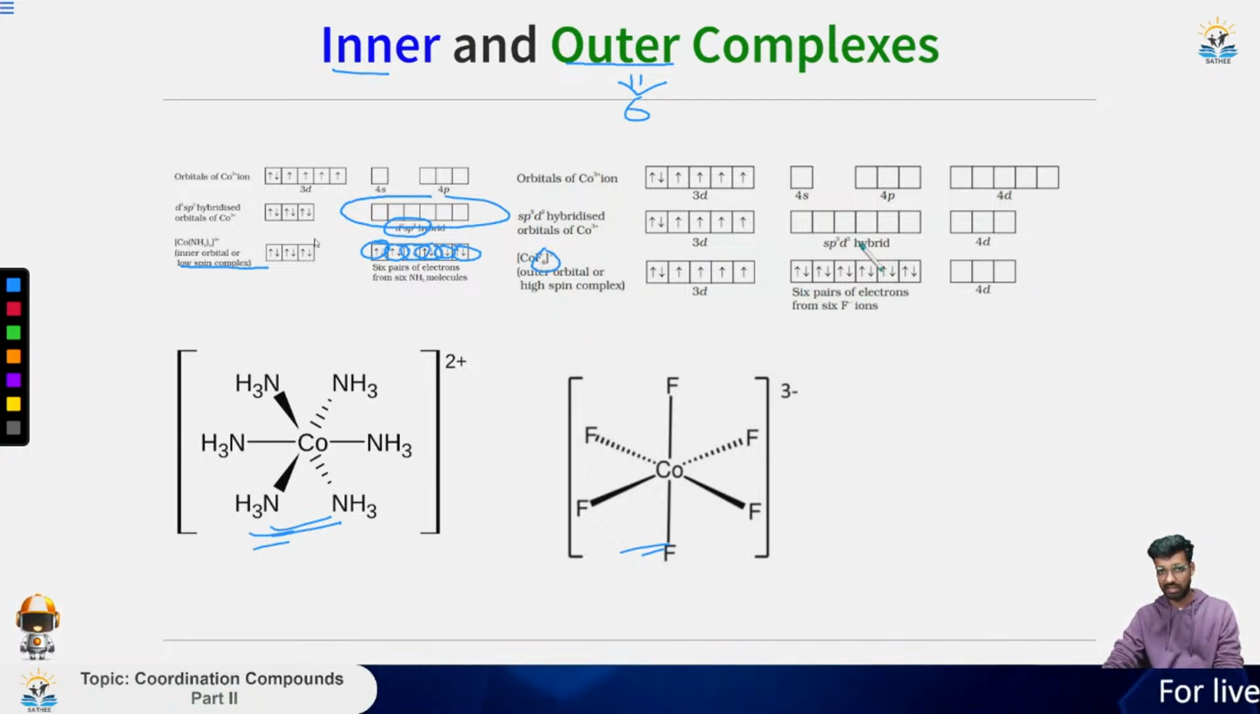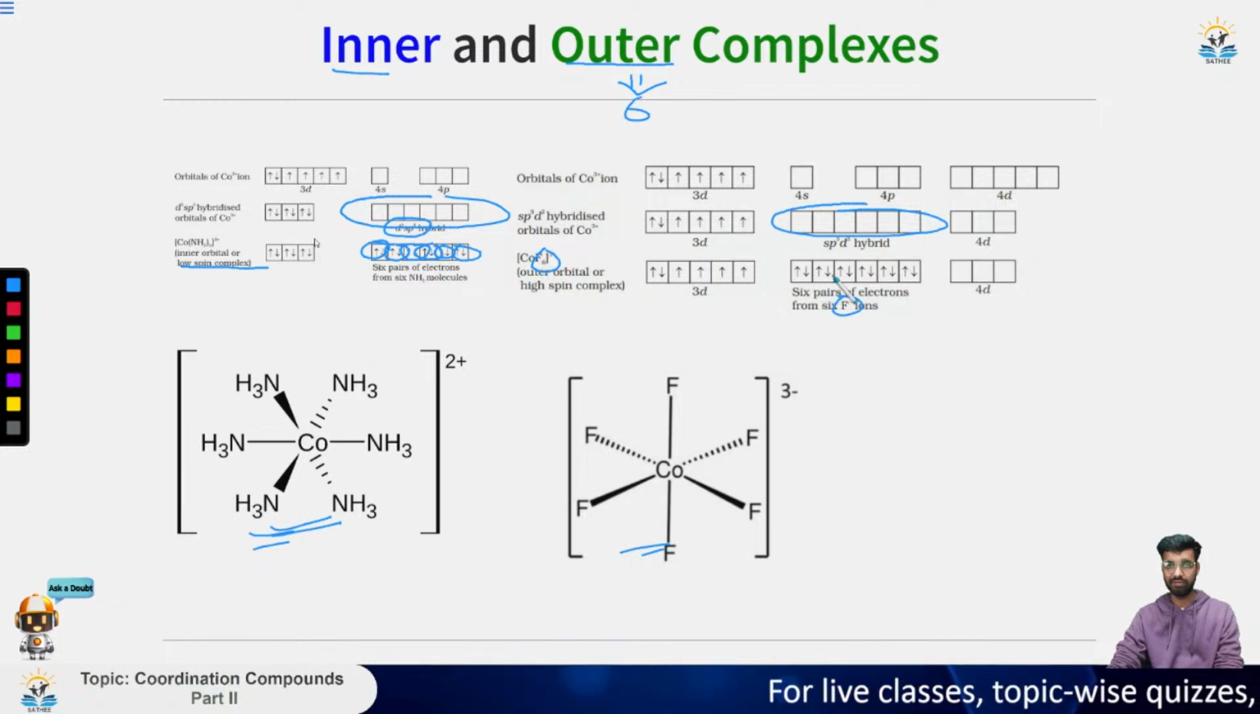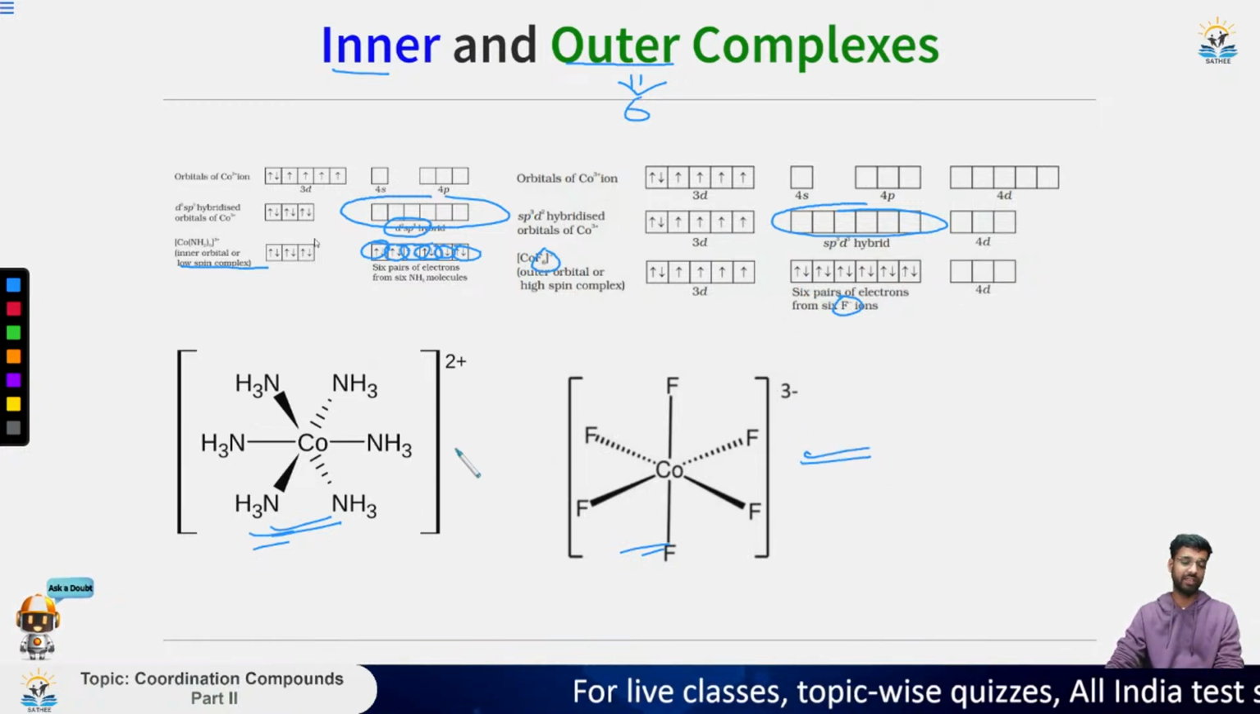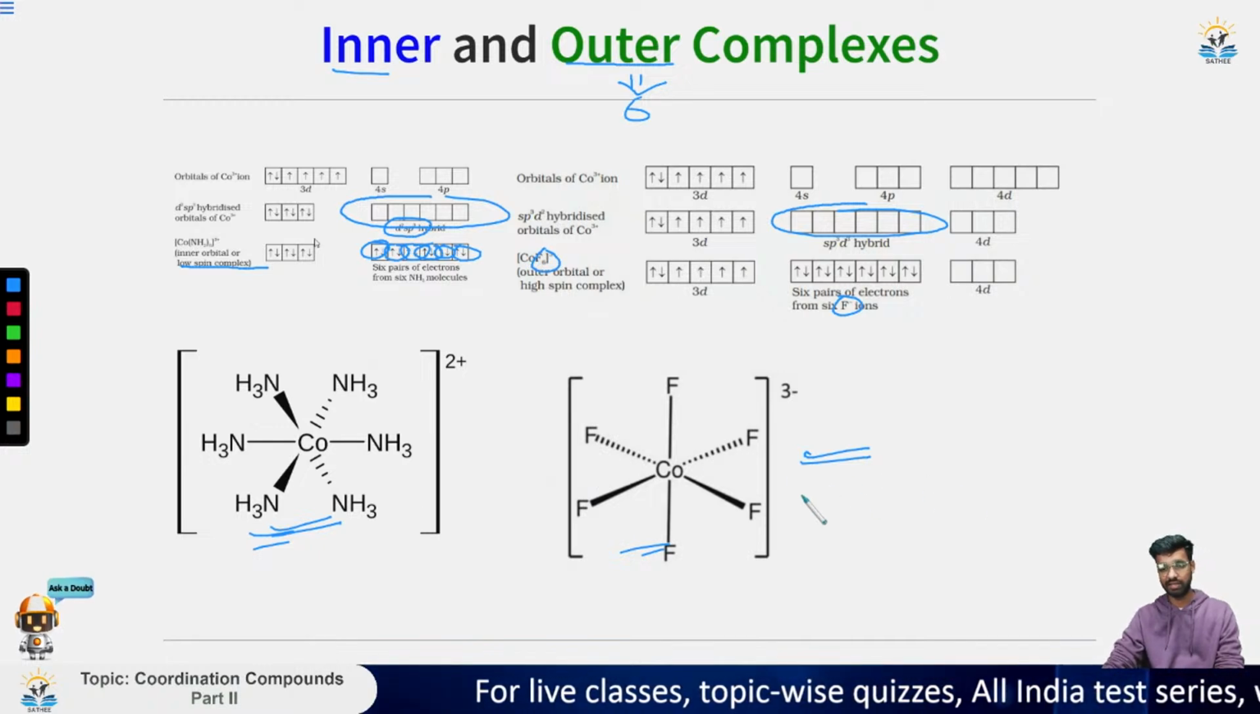Now upon this combination, we get this sp3d2 hybridized orbital, and now we have the fluorine which donates 6 pairs of electrons. So it also has the same shape as the Co(NH3)6 2 plus, that is octahedral.